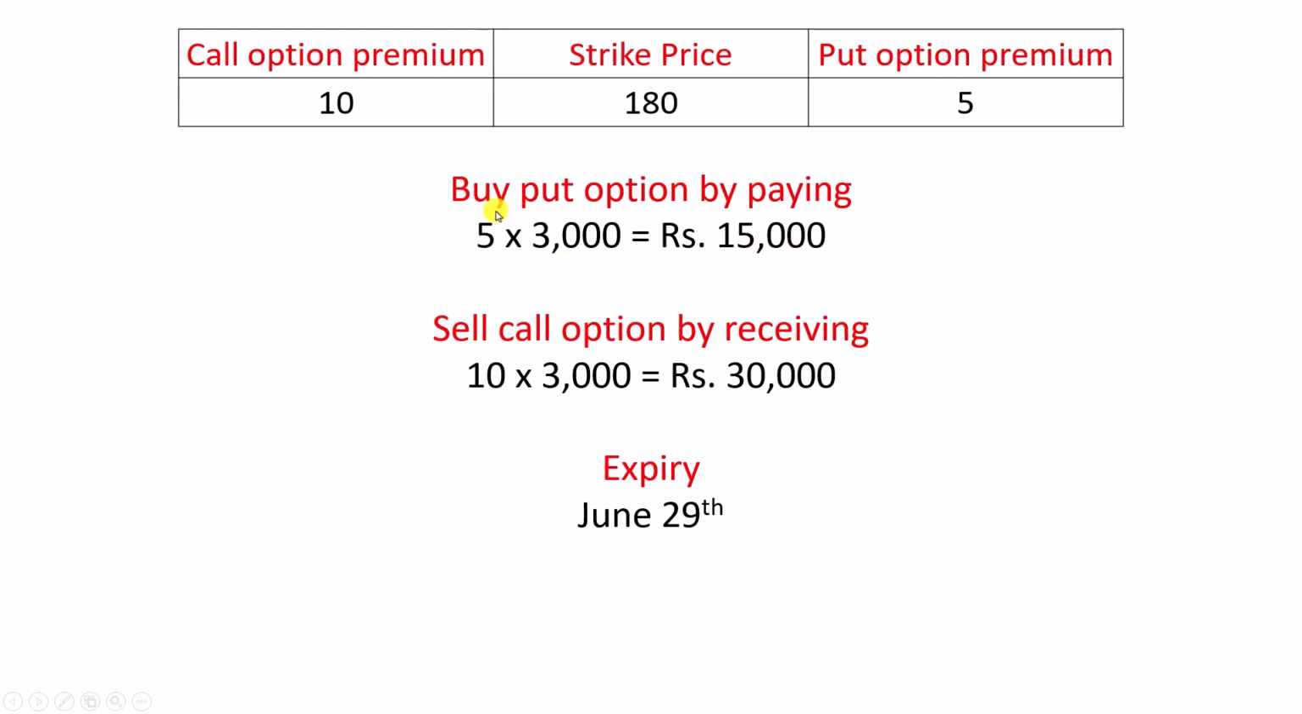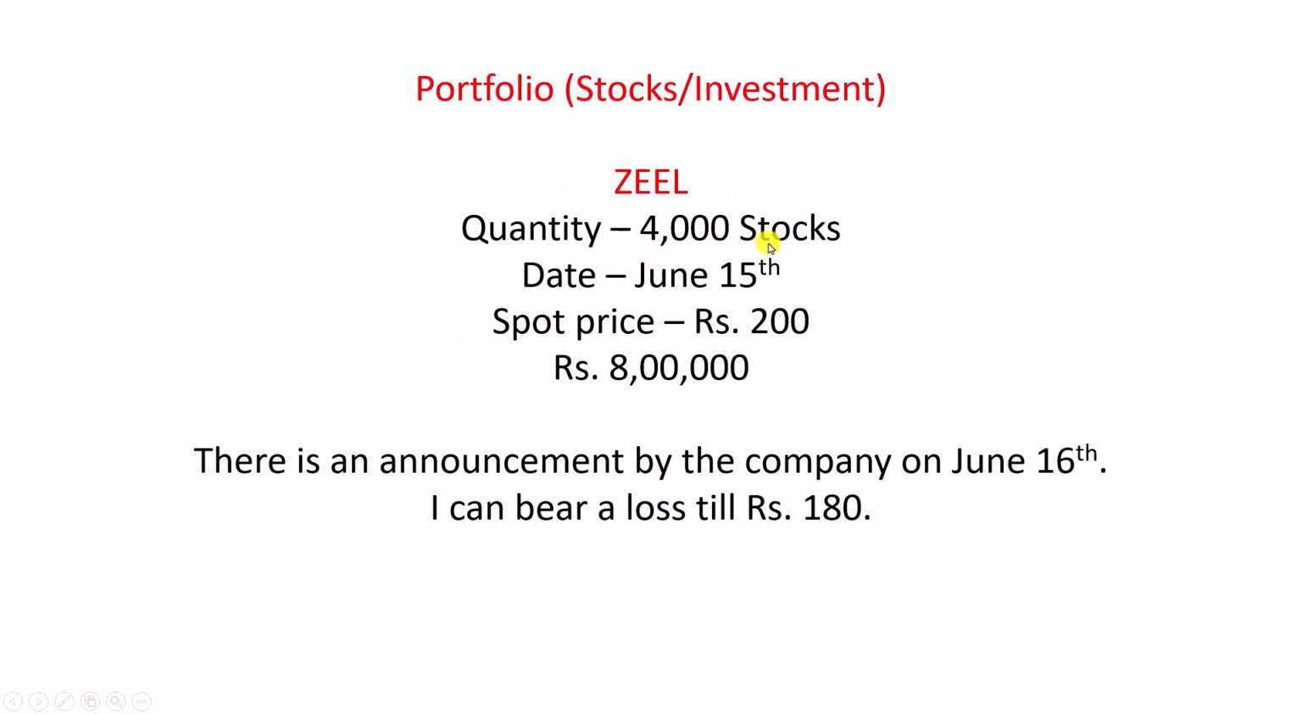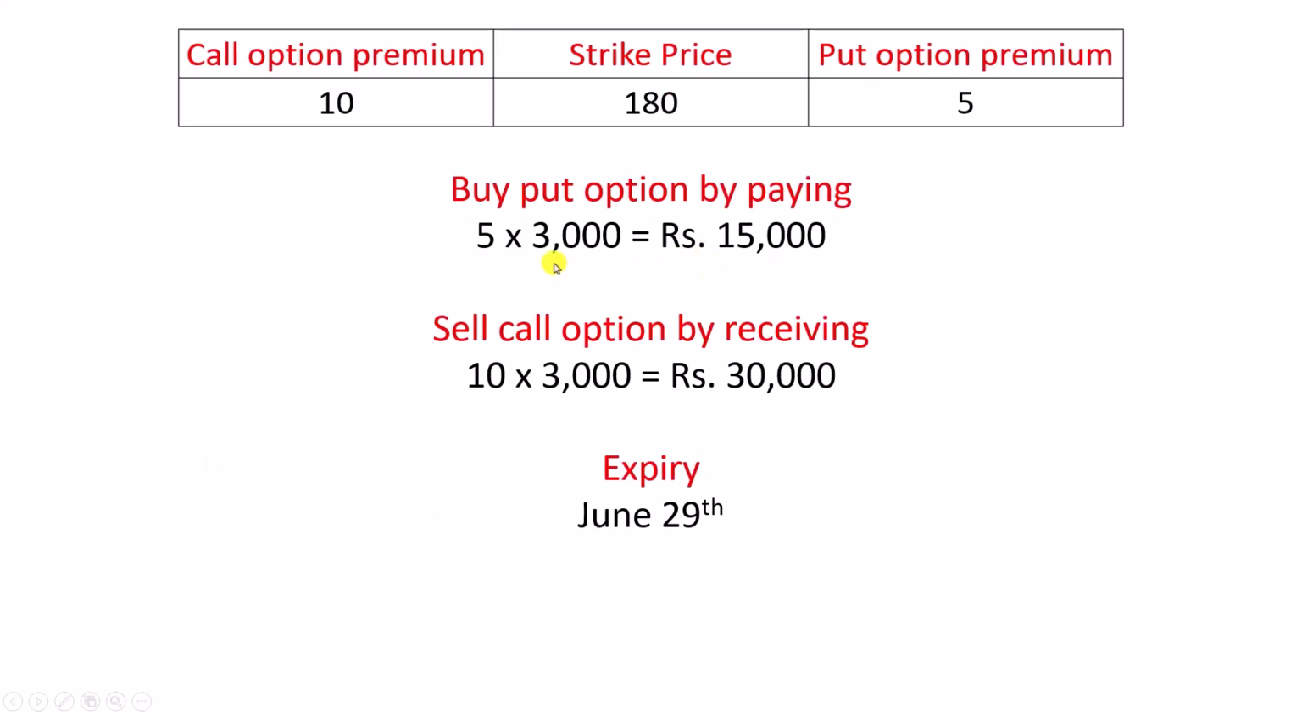So you can buy a put option for one lot by paying this much, or you can sell a call option by receiving this much premium. Call option premium is 10 into 3,000, which is 30,000. So you can sell a call option by receiving 30,000 premium. The expiry is June 29th. Now, I have 4,000 stocks in my portfolio, but I am hedging only 3,000. This is because one lot of ZEAL has 3,000 stocks.